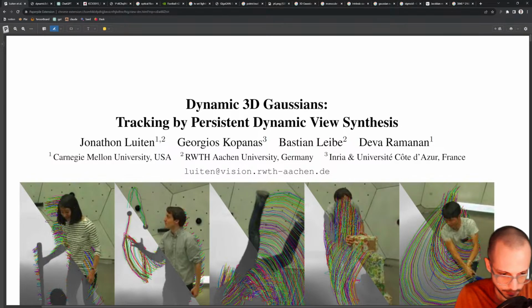Okay. So today, we read this paper called Dynamic 3D Gaussians: Tracking by Persistent Dynamic View Synthesis. This is work coming from some German universities and a French university and my personal university, Carnegie Mellon University, USA.